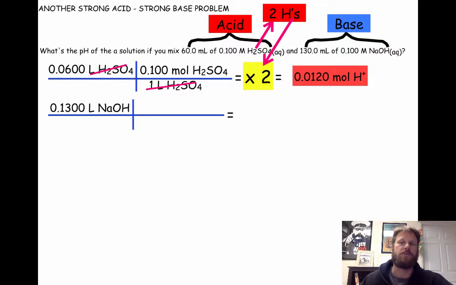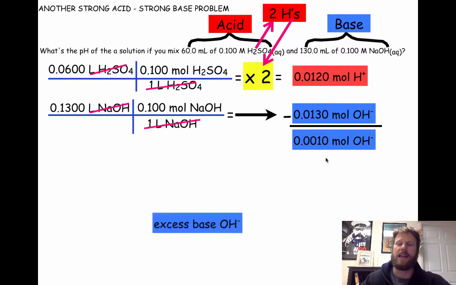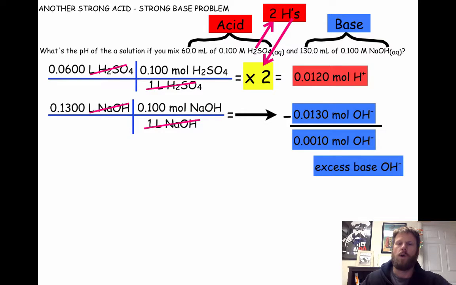Now we need to do the moles of base. So we start with 0.130 liters of NaOH. We have a 0.1 molar solution of this, so we got to multiply by 0.1. No tricks here. There's only one OH minus, so we get 0.0130 moles of OH minus. So by looking at this and knowing it's a 1-to-1 ratio, we can see we're going to have leftover OH minus. I have more moles of OH minus than I do moles of H plus. So when I subtract these two, I'm going to have excess OH minus. I'm going to have 0.0010 moles of OH minus that did not react.